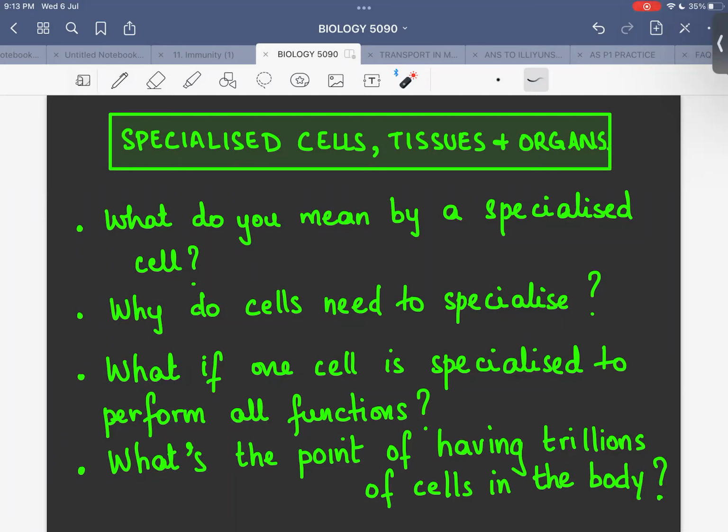So what do you mean by a specialized cell? Why do cells need to specialize? Or what if one cell is specialized to perform all functions? Why do we have different kinds of specialized cells in our body? Why is one cell completely different from another cell? Or why is the function of one cell completely different from the function of the other cells? Why don't we have just one single cell which can do all the functions of the body? What's the point of having trillions of cells in the body? Isn't it a hassle? Isn't it better to just have one single cell which can carry out its function?